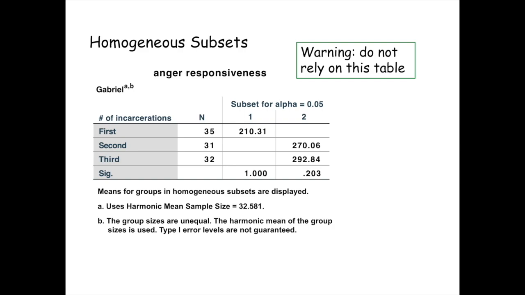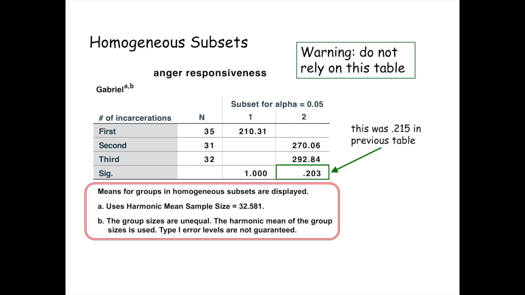SPSS also provides a table of homogeneous subsets, but do not rely on this table for interpretation. These subsets are determined based on an average group size and may not match the previous results. Always interpret the multiple comparison table when sample sizes differ.